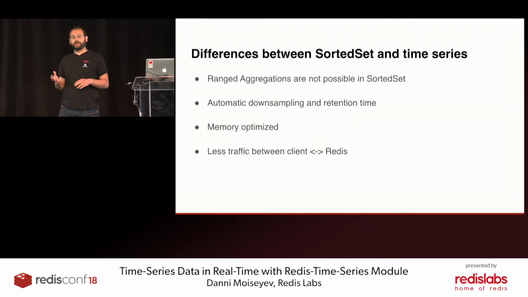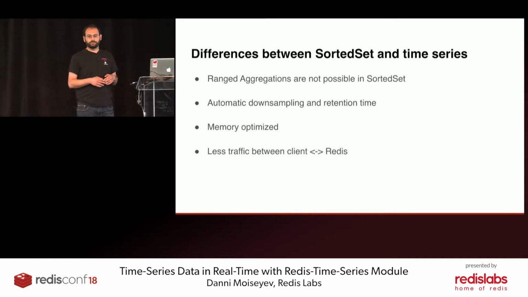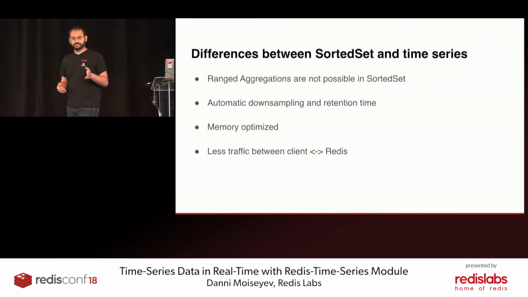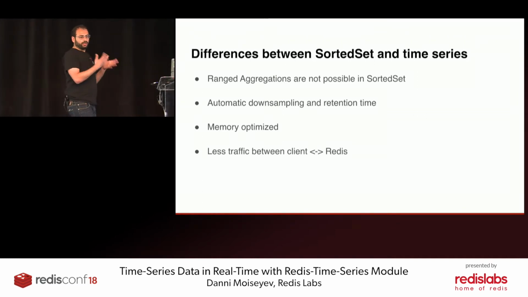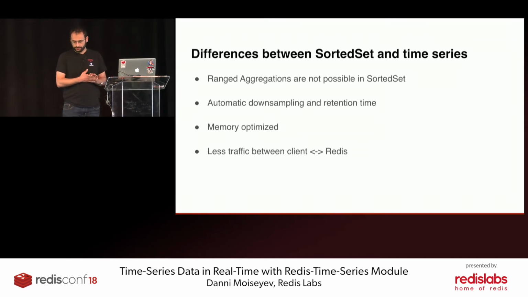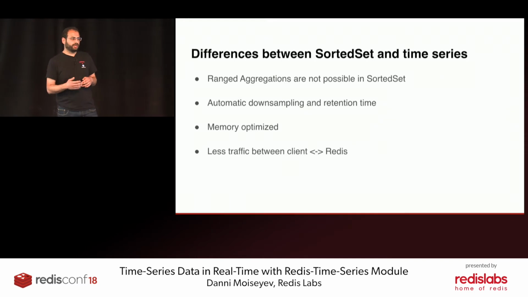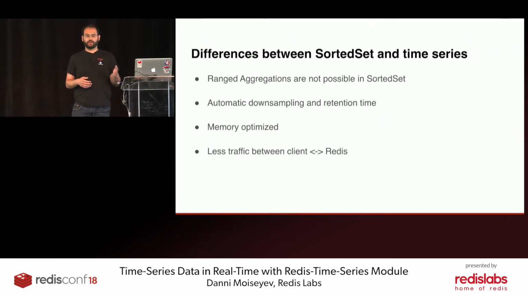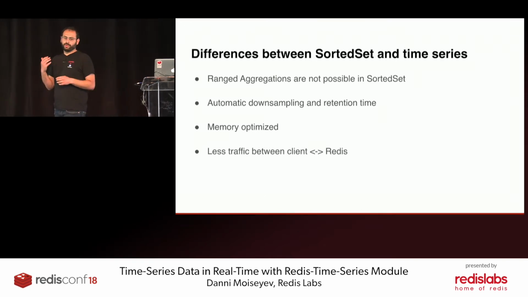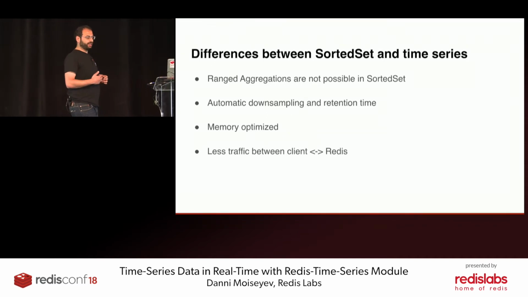It is memory optimized. We only keep the timestamp and the value, so you don't need to duplicate the timestamp as you do with sorted sets. You don't need to create multiple keys. You can use just one key, which is optimal for time series. And as we said before, we use less traffic between the client and the server. Even if you use an aggregated query, you get much better traffic performance because you will get less data back from Redis.